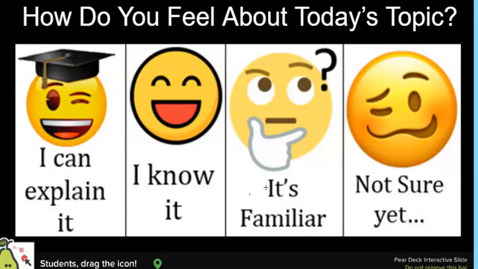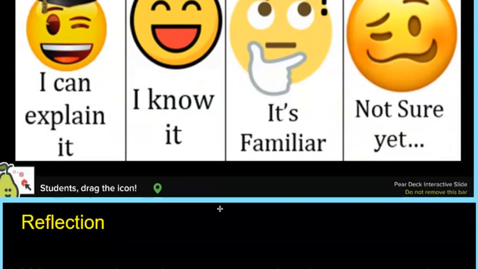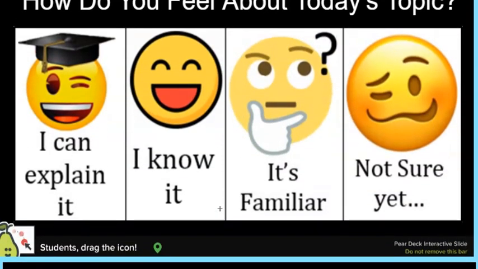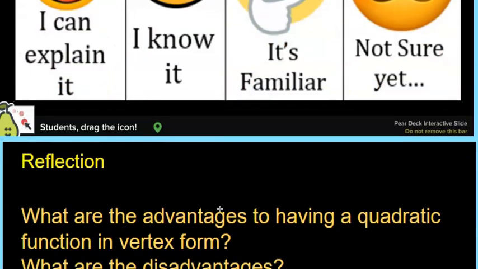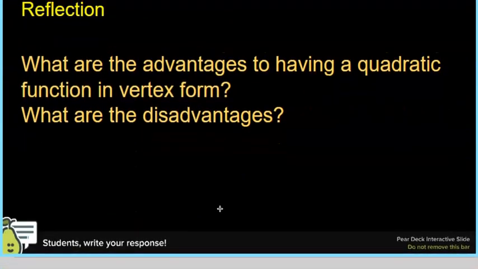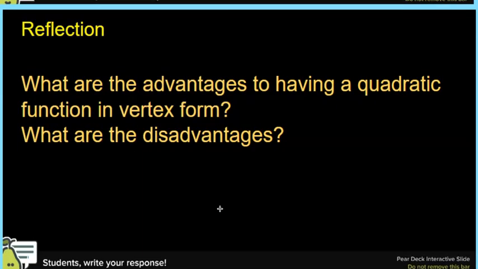How do you feel about this topic? Can you explain how to do it? Do you know how to do it? Is it getting familiar? Or are you not sure yet? Drag the icon on how you feel about this topic. On the last slide, go ahead and write your reflection. What are the advantages to having a quadratic function in vertex form? And what are the disadvantages?